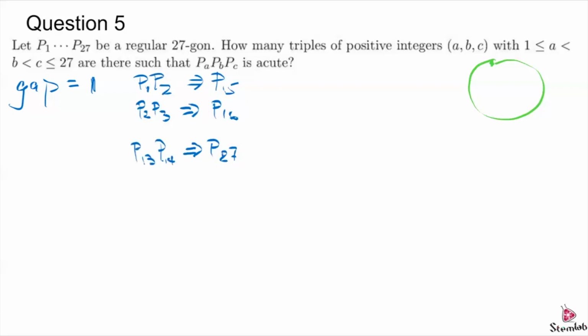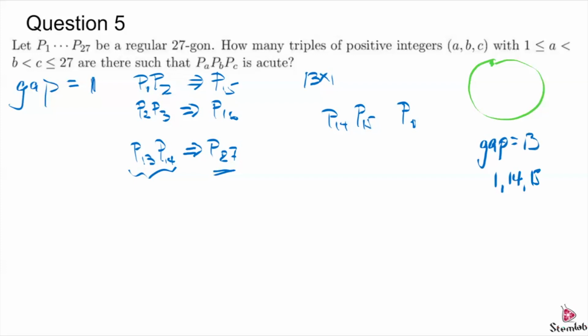Okay. So in these cases, there's basically 13 times 1, right? 13 ways to do this, and one other way to choose that. So that was 13 times 1. And I stopped there because I didn't want to go through P14, P15, and be matched with P1. Because later I will analyze gaps where gap equals 13. And this thing will show up as 1, 14, 15. Okay. So I stopped short.